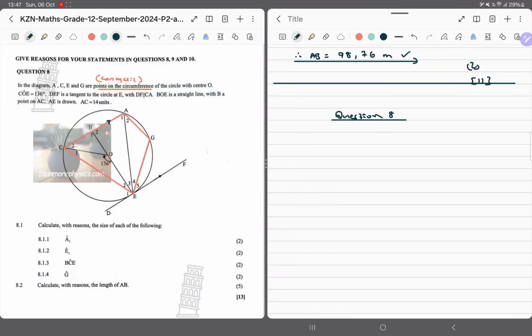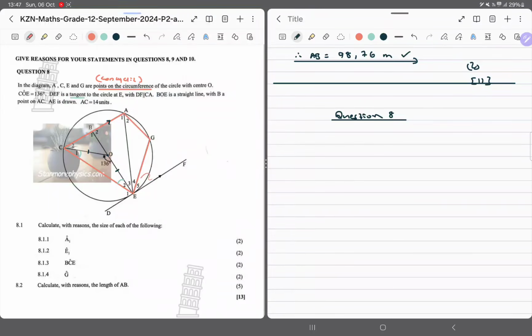Now, okay, circle, center O. So if this is center O, then it means these are radii. And we know radii are equal. And if these are radii, then that already says E2 is equal to E1. We know that these are angles opposite equal sides in a triangle. So that's nice. Can you see? We are moving, just given a piece of information. And if this is 36 as it is given here, we can easily determine the actual sizes of C1 and C2. Now we're told here DFE is a tangent.